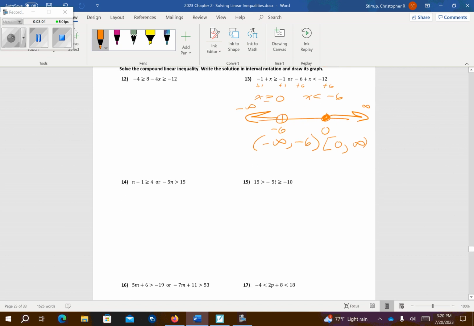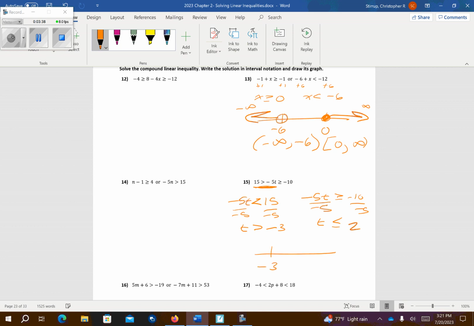Number 15, I like to break these apart. So I'm going to rewrite that, but I'm going to flip it over so I can solve that. And then the middle is going to go with both. So I split it into two parts. Divide each side by -5. So t is greater than -3. Remember the sign flipped over because I divided by a negative. Divide each side by -5. t is less than or equal to 2. Again, the sign flipped over because I divided by a negative.